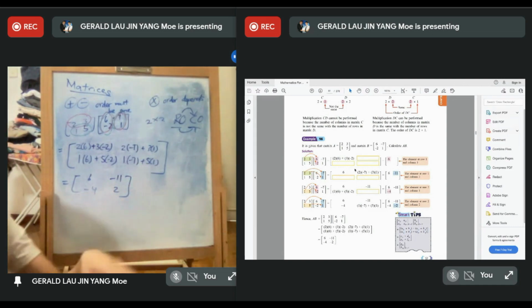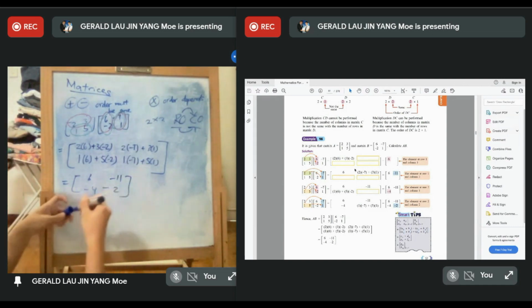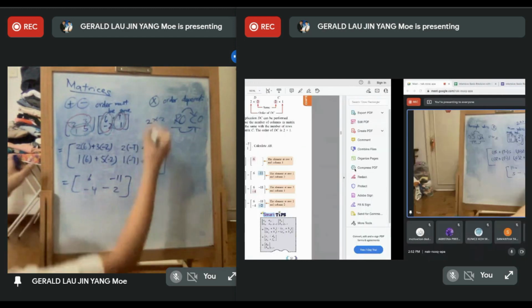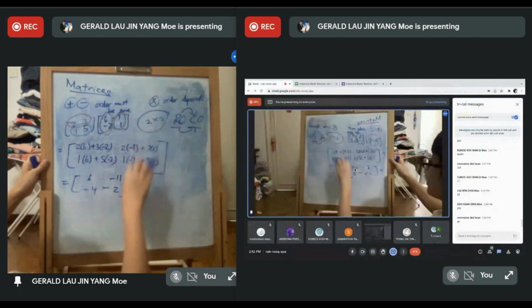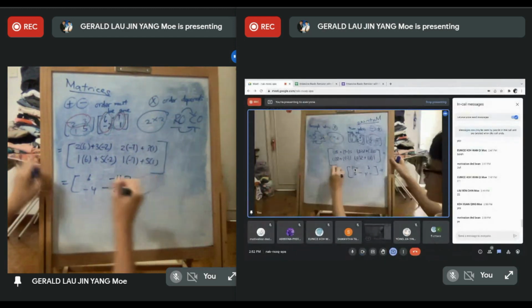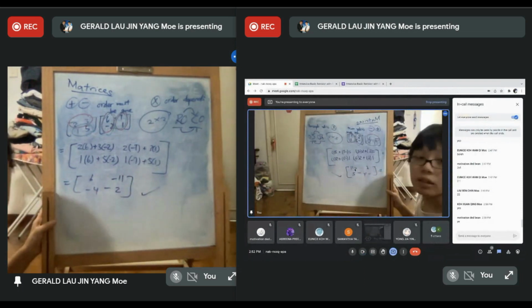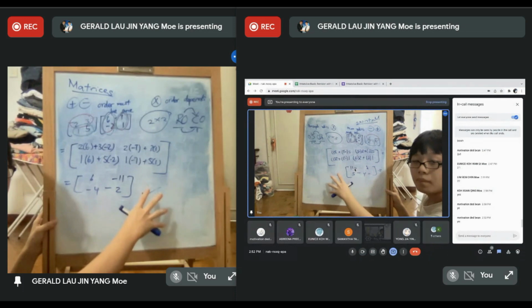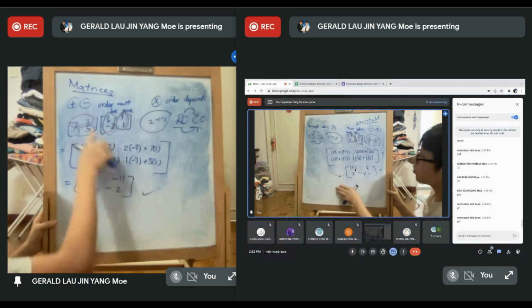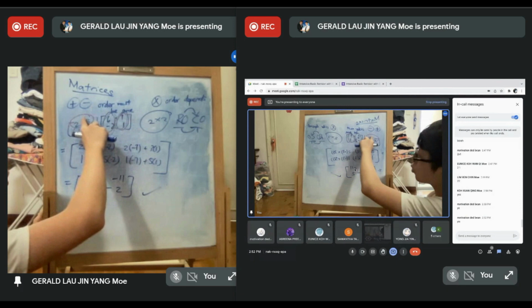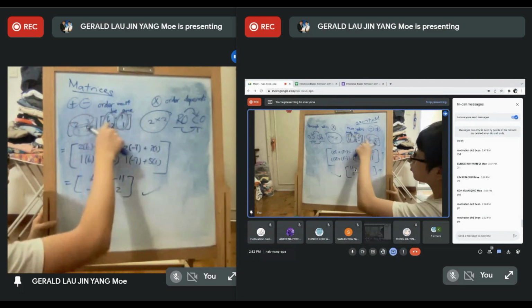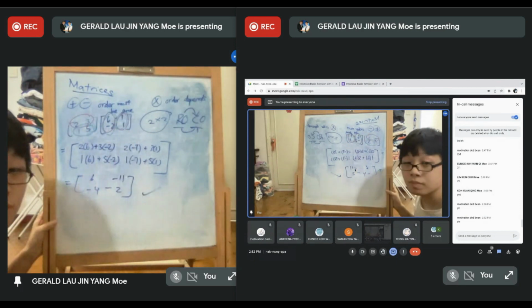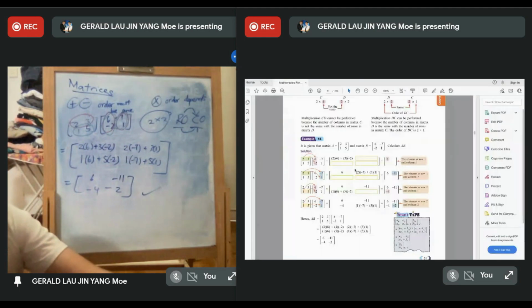Okay, then you check, negative 2, sorry. Then you check, is it correct or not with this 2 times 2? This is 2 times 2, right? So that means your answer is correct already. Can you understand this? Yes. So row, column. Always row, then column, row, column, row, column, row, column. Okay, good.